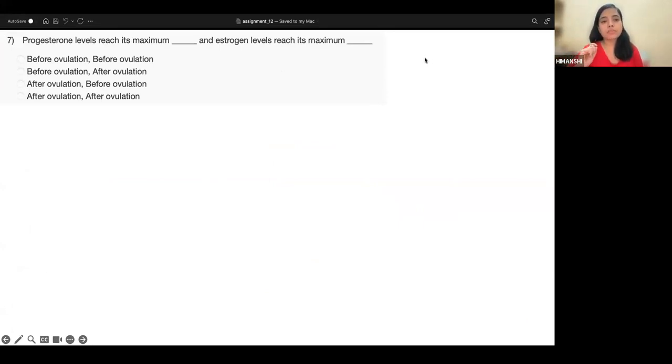So the question asks, progesterone levels reach its maximum blank and estrogen levels reach its maximum blank. So you need to fill in the blanks, right? Progesterone levels reach its maximum before ovulation, and estrogen levels reach its maximum before ovulation, both before ovulation. Or progesterone levels reach its maximum before ovulation and estrogen levels reach its maximum after ovulation. Or is it progesterone levels reach its maximum after ovulation and estrogen levels reach its maximum before ovulation? Last, progesterone levels reach its maximum after ovulation and estrogen levels reach its maximum after ovulation. So you guys have 1 minute for this particular question. 1 minute for question 7, and your time starts now.